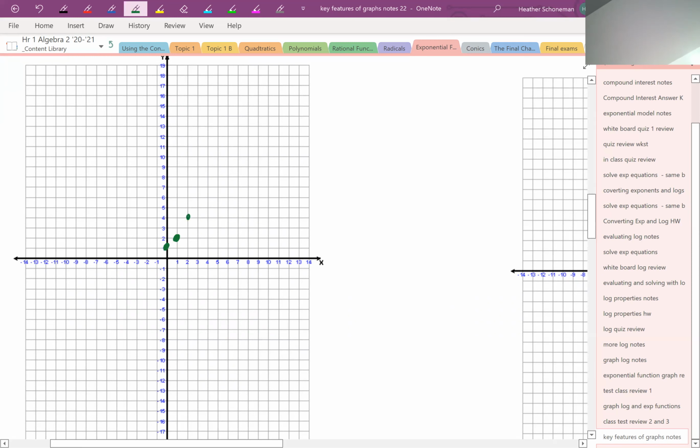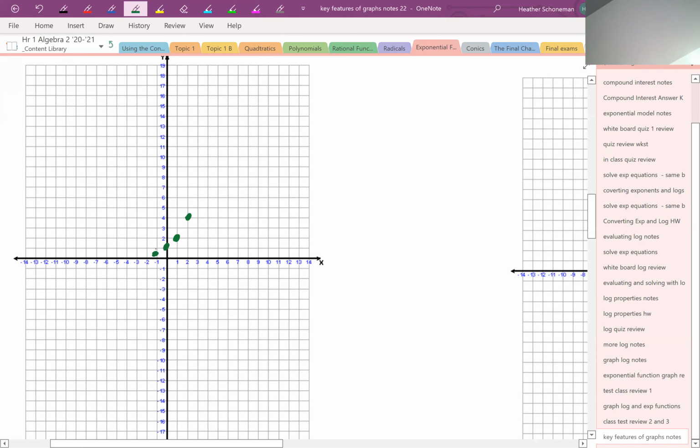Let's get one that's closer to the x-axis. What happens if we put a -1? We get 0.5. Well, that's going to be between, oh gosh, 0 and over here. So our graph is going to look like that.